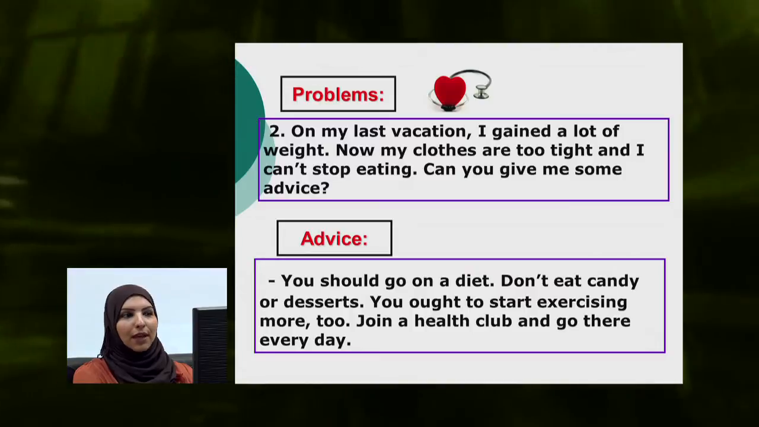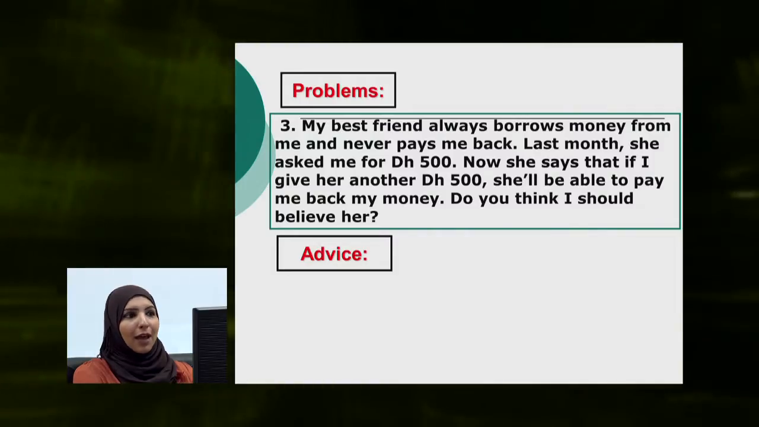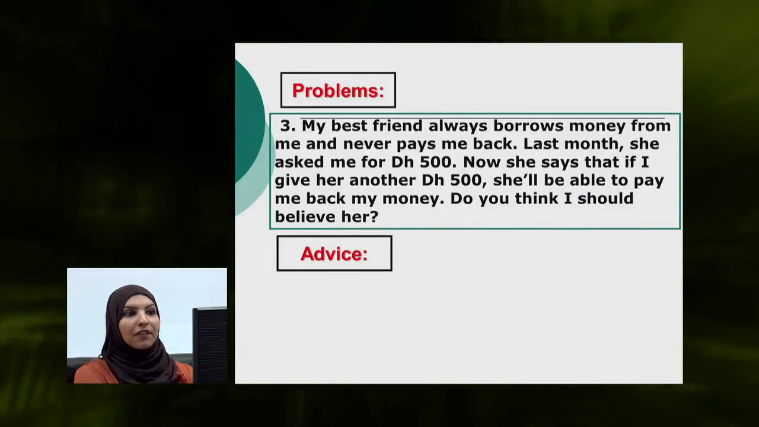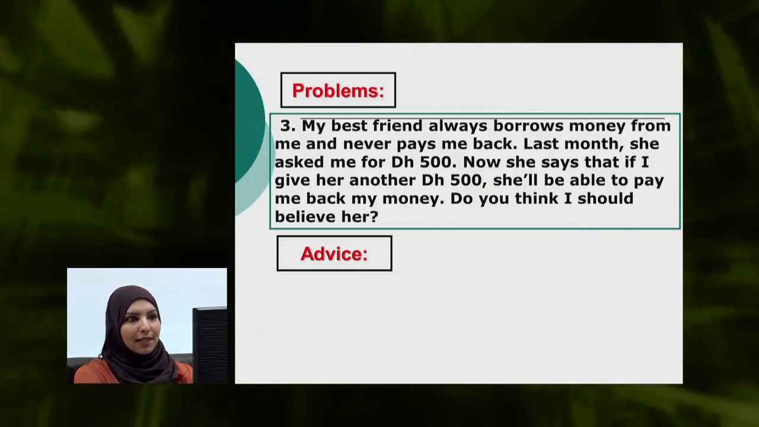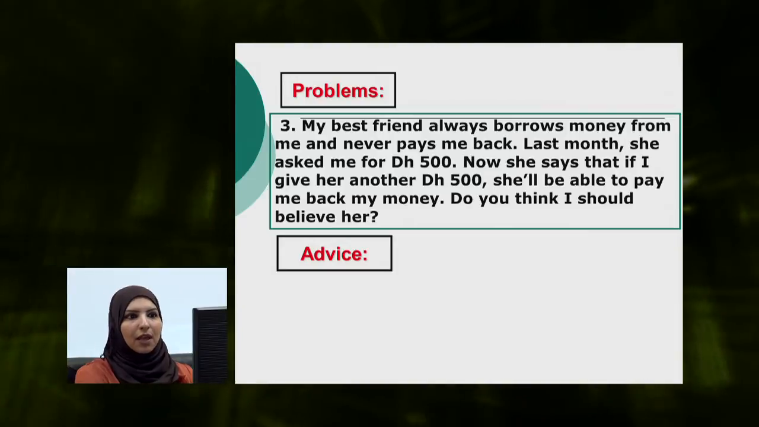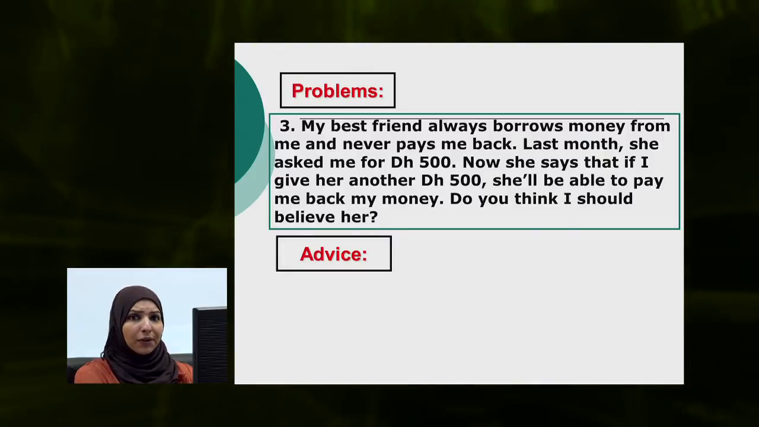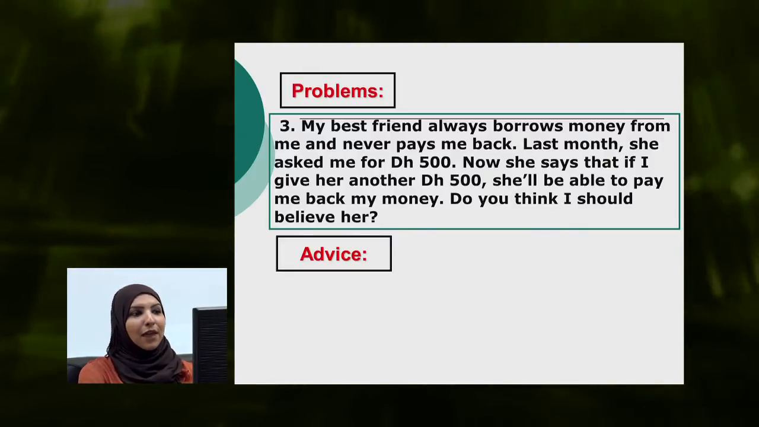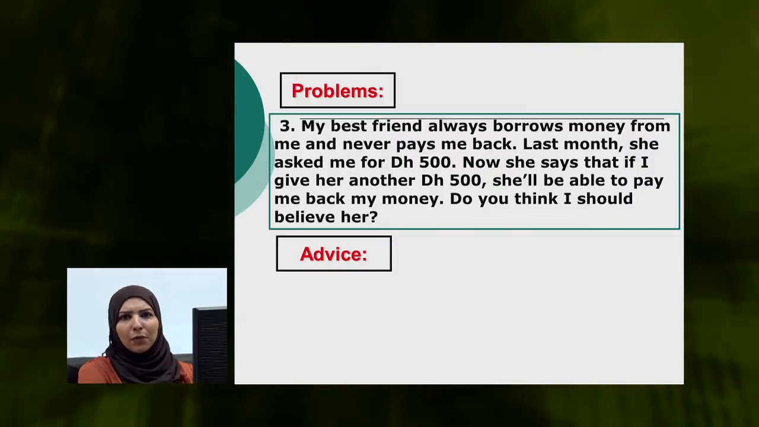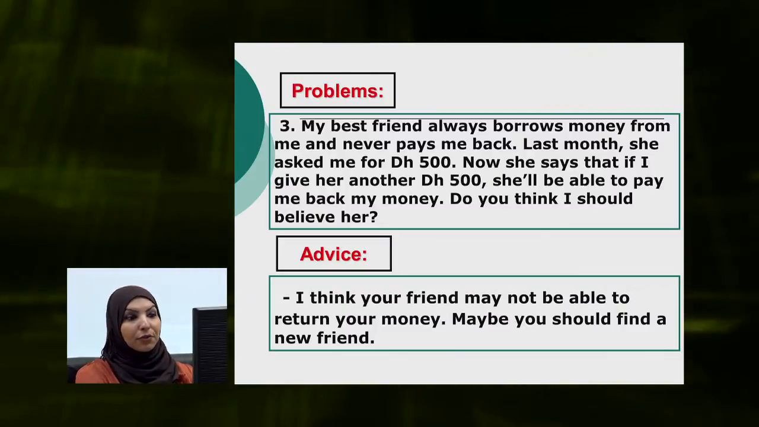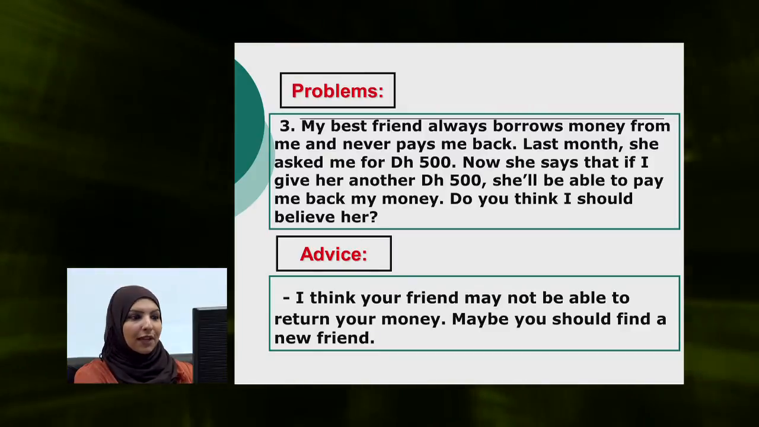Now let's move to the third problem. The problem is: my best friend always borrows money from me and never pays me back. Last month, she asked me for 500 dirhams. Now she says that if I give her another 500 dirhams, she'll be able to pay me back my money. Do you think I should believe her? One of the suitable pieces of advice, and that can be a funny one also, is: I think your friend may not be able to return your money. Maybe you should find a new friend.